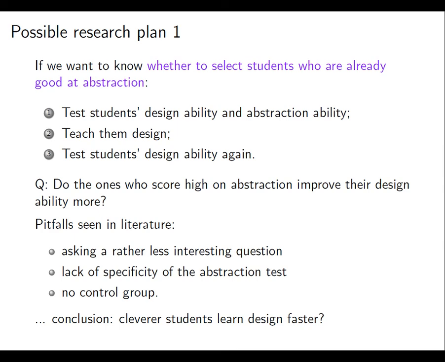So one thing I've seen is papers that ask a rather less interesting question. So in one case, what they do is they start off by saying the student's design ability and abstraction ability turns out not to be correlated at the beginning of the study, but after having been taught design, their design ability after the teaching is correlated with their initial abstraction ability. But we don't particularly see a dose dependence effect there, so that's not quite what you want to know, really. There is, as I already mentioned, a difficulty about how you test abstraction and whether it's really testing the thing you wanted to test.